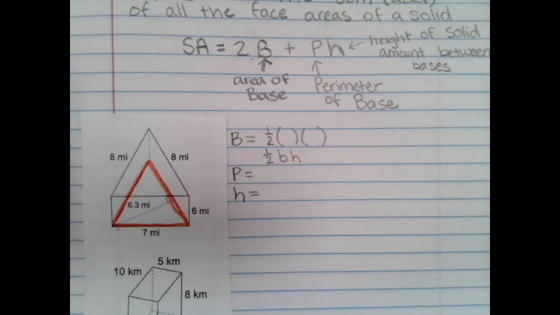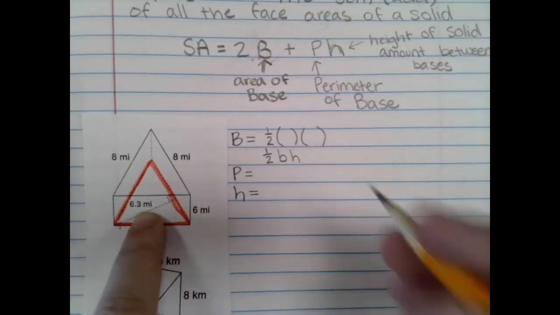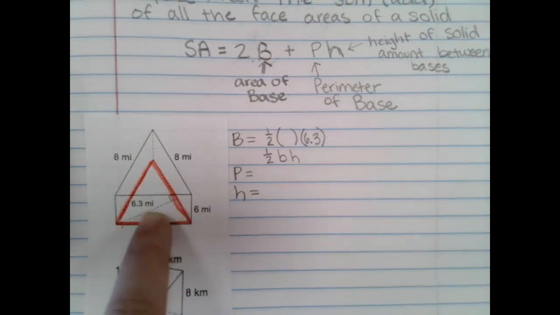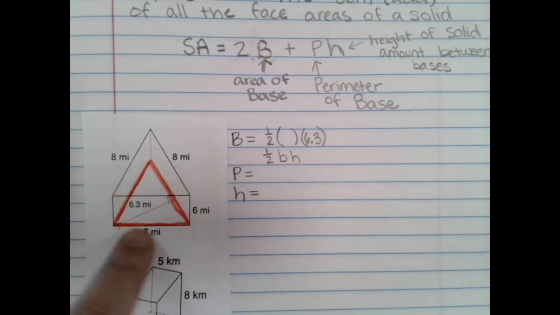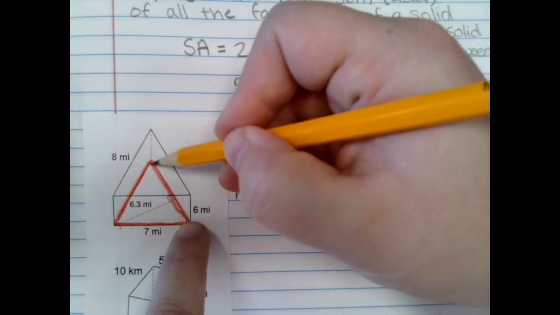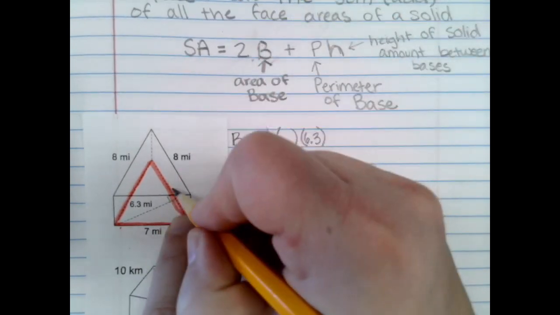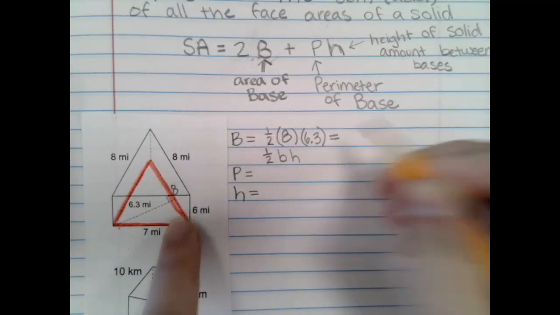Remember, base and height, we need to have that 90-degree angle. So where do we see that 90-degree angle? Yeah, it's kind of right here. We have that 6.3, so that would be our height. And which side does it create that 90-degree angle with? Yeah, it creates it with this one here. It's a little bit hard to see. What's this side going to be? Yeah, it's with that one that's across. So this is actually 8 here. So half of 8 times 6.3.